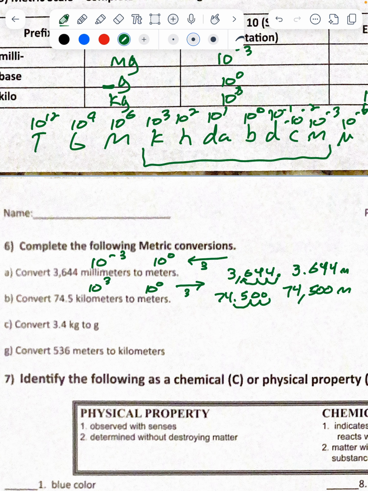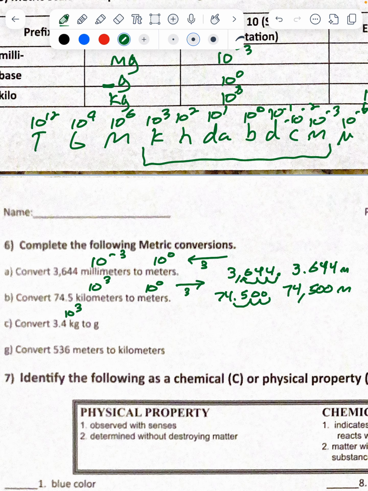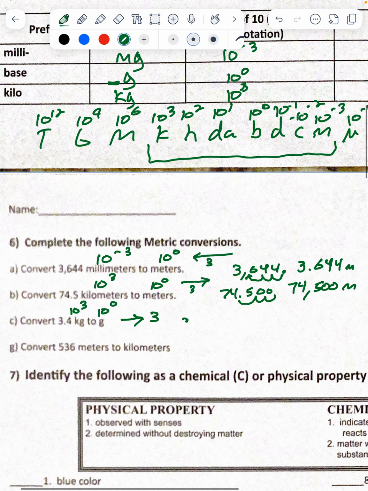Convert 3.4 kilograms to grams. Kilo is 10 to the 3. Grams is your base, so 10 to the 0. We're going to the right again 3 times. So 3.4, move it to the right: 1, 2, 3. I get 3,400 grams.